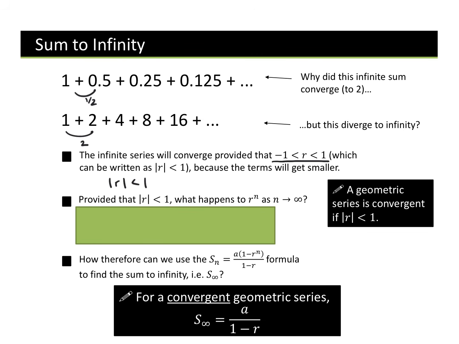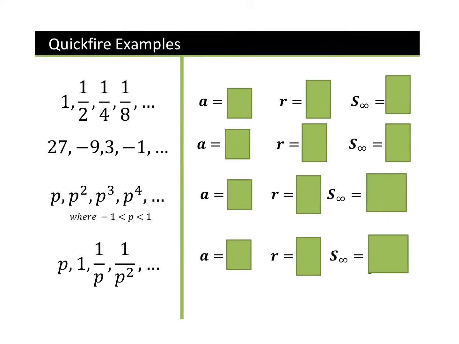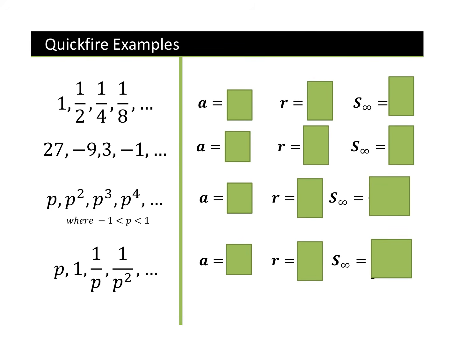Now, provided that the modulus of r is less than 1, what happens to r to the power of n as n tends to infinity is that r to the power of n tends to 0, okay? So, we now have this new formula in the formula book. Okay, so very quickly, we know the formula is the sum to infinity equals a over 1 minus r. So for this one, what is my a? 1. What is my r? 1/2.